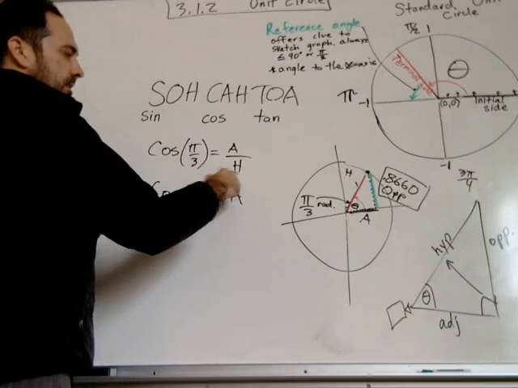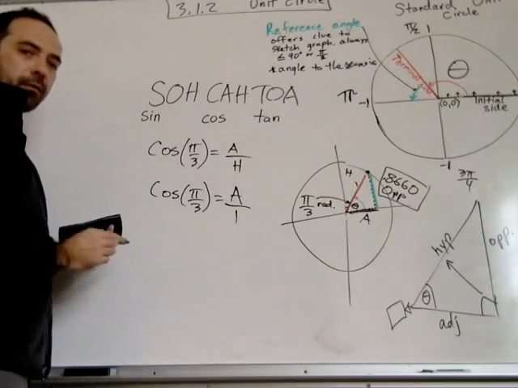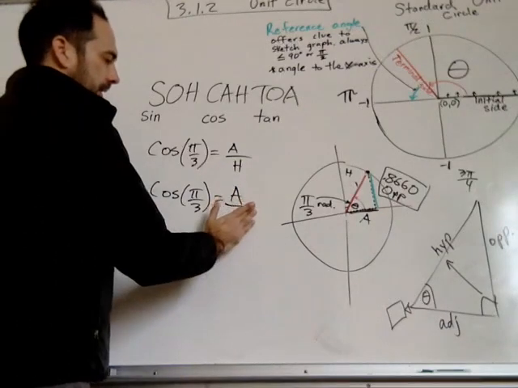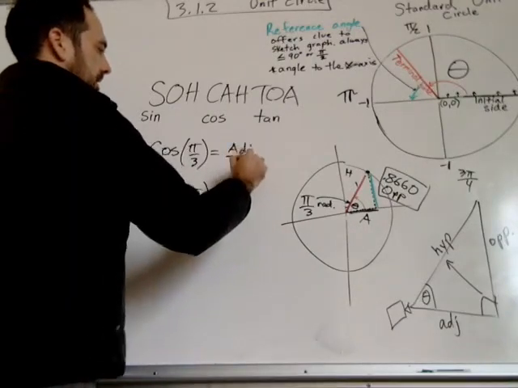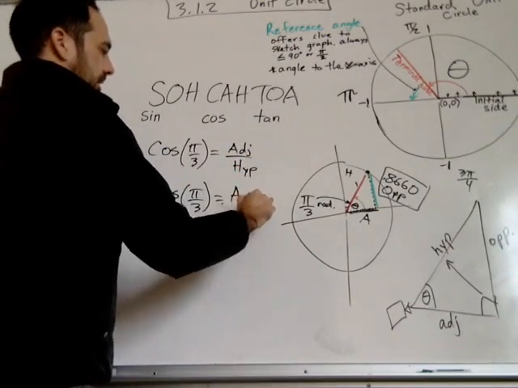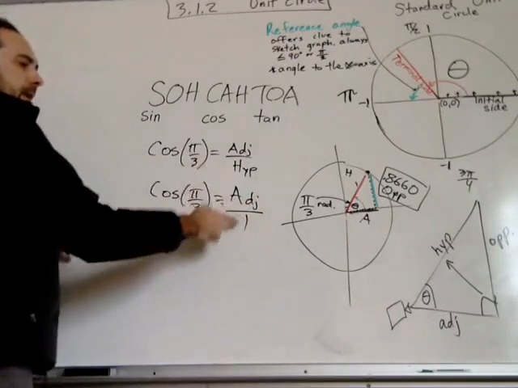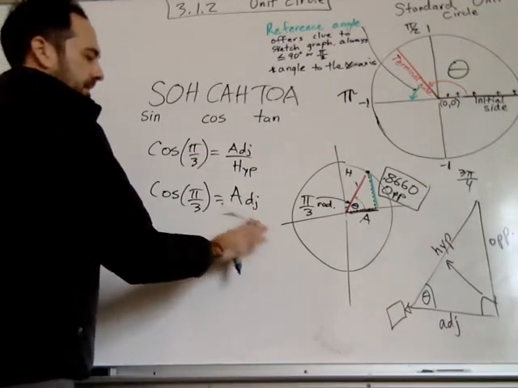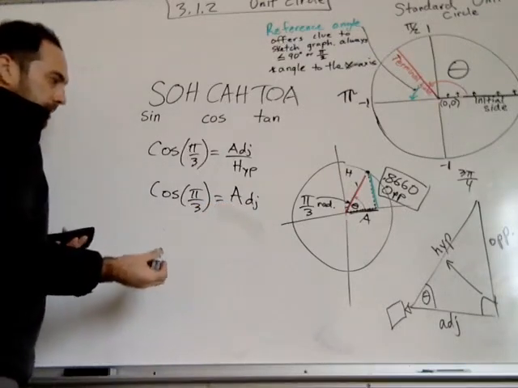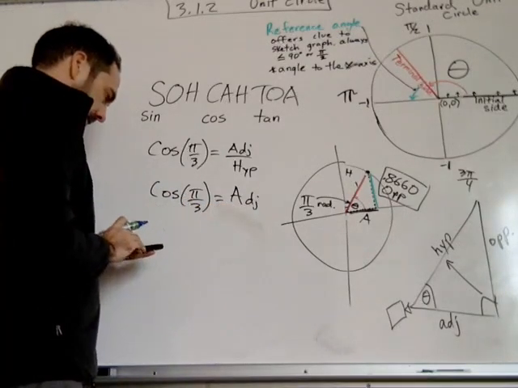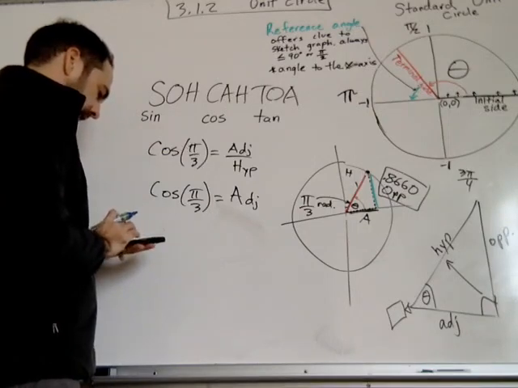Since h is equal to 1, I could put a over 1, the adjacent over 1. But that side adjacent, I'm going to write it in there actually. Adjacent over the hypotenuse. I could write the adjacent over 1 because the hypotenuse is 1. But I'm going to leave that out because anything over 1 is just the same thing. 10 over 1 is 10, right? Remember that. So now I'm going to go ahead and do the cosine of pi over 3.